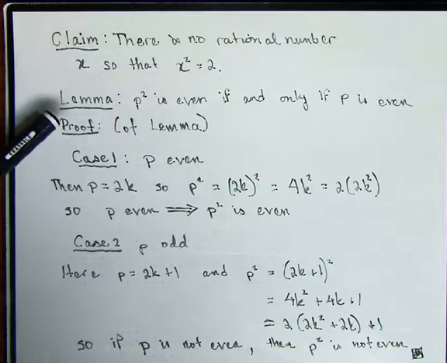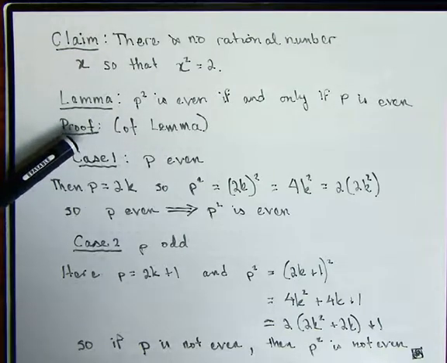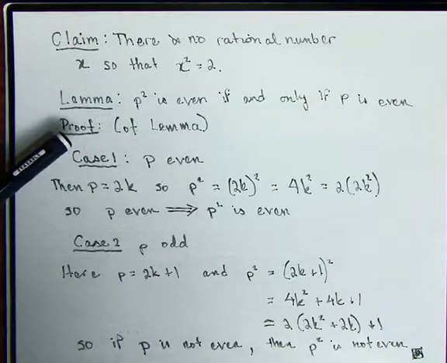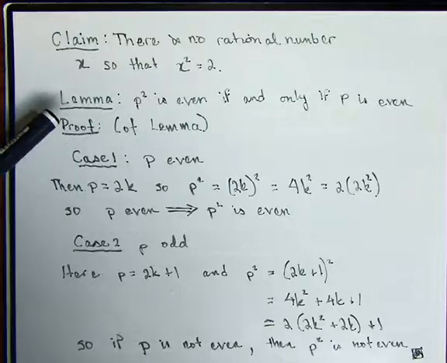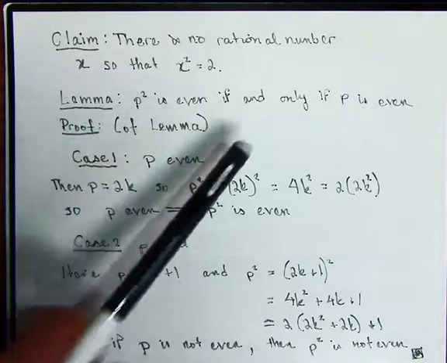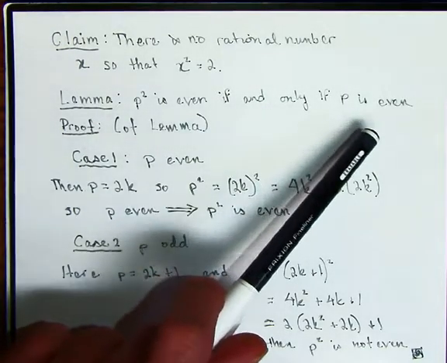A lemma is like a little theorem. Typically, a lemma is a statement that you prove so that you can use it as a stepping stone to help you prove something else. In general, a theorem is of interest in its own right. A lemma is of interest because it is useful to prove theorems. So our lemma is that p squared being even is logically equivalent to p being even.